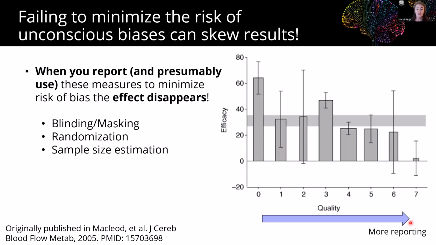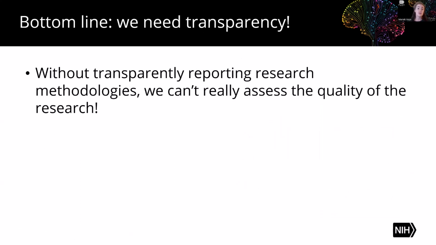So again, as Francis Bacon said, we are much more moved and excited by affirmatives. So if you don't take measures to minimize bias or report them, your results might be skewed to look better than they actually are, and all because of unconscious bias. So the bottom line is we need transparency. Without transparently reporting research methodologies, we can't really assess the quality of the research.